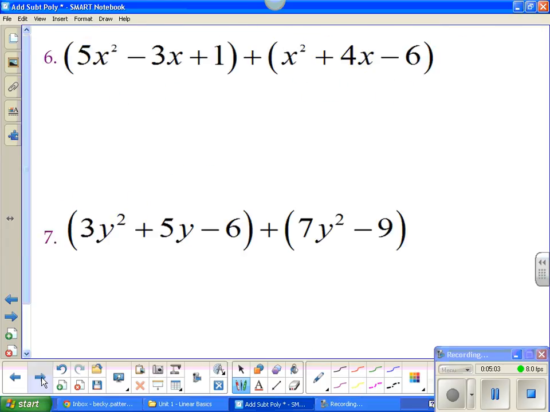Okay, so now I have two polynomials. I have this one which has 3 terms in it, and this one which has 3 terms in it, and I want to add them together. So I'm going to add my like terms.